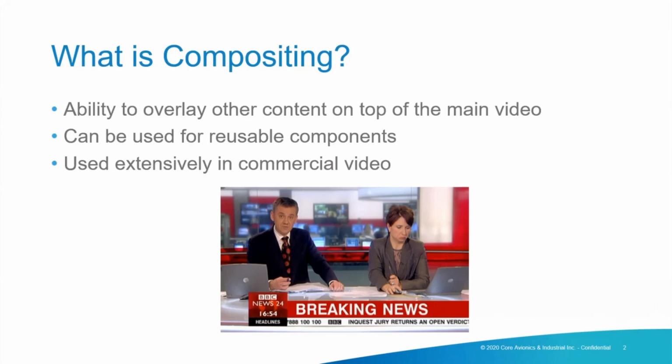But I'll give an example below of a scene that has been composited on the news. If you look at the scene, you can see that there's the main video, so the newscaster's talking in the background, and then at the bottom there's a marquee with the breaking news and then news at the bottom. This marquee that's displaying text at the bottom would be composited content on top of the main video. As we can see from this example, compositing is used extensively in commercial video and commercial solutions. And in this presentation, I'm going to be talking about how we can use it in safety critical applications for reusable content.